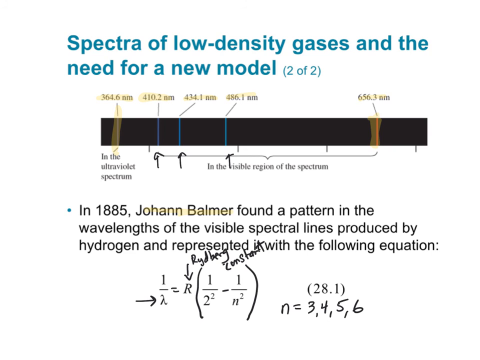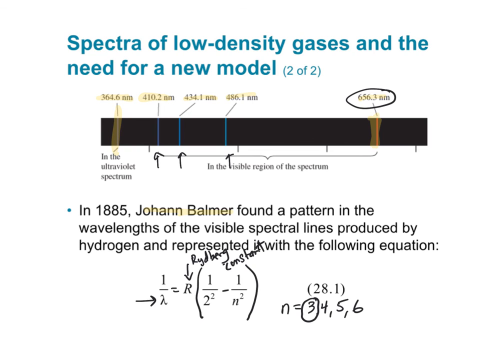For example, the 656.3 would be the longest wavelength. So we want what's inside the parentheses to be the smallest. So you want to subtract the largest number from 1 over 2 squared, so that would be the smallest denominator. So n equals 3 would correspond to that wavelength, I believe, if I'm doing my math right in my head. The point being, you could solve this for wavelength after you substitute those integers in, and you would get these actual wavelengths here.